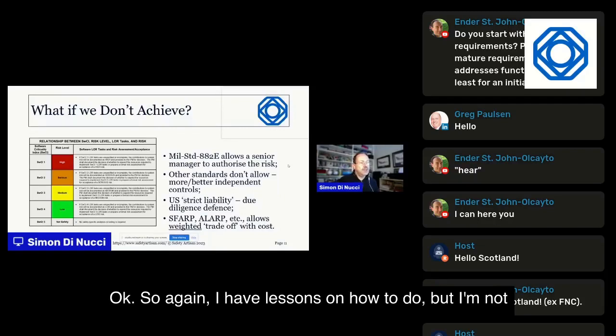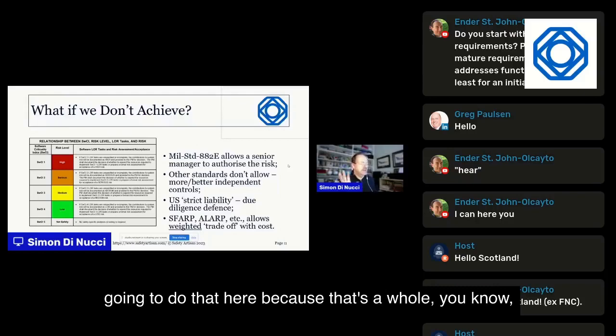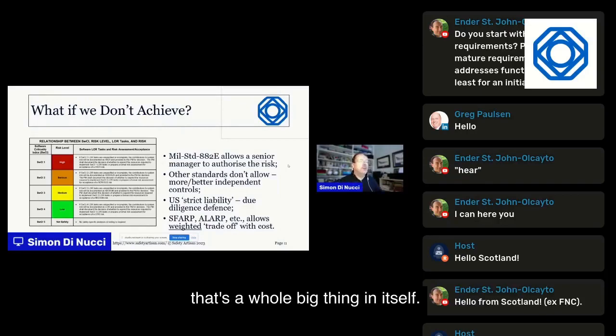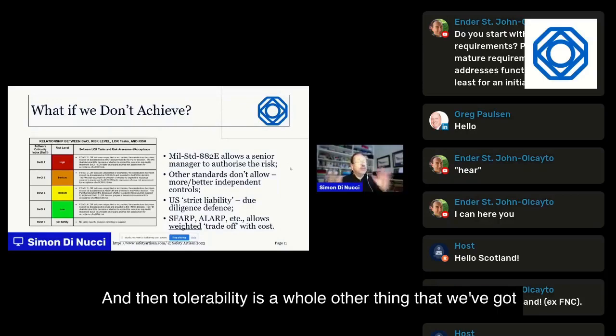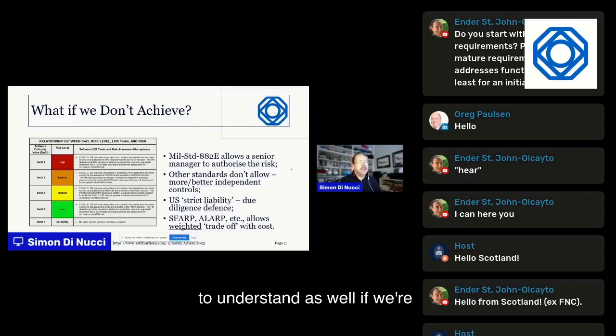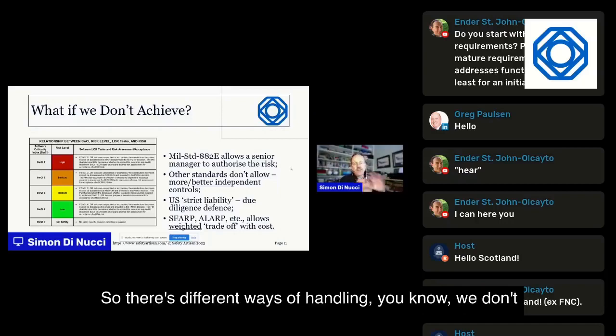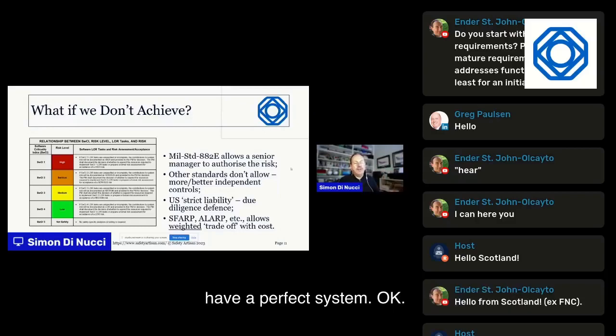Again, I have lessons on how to do SFAIRP, but I'm not going to do that here because that's a whole big thing in itself. And then tolerability is a whole other thing that we've got to understand as well if we're going to go down the trade-off route. So there are different ways of handling this. We don't have a perfect system, let's put it that way.